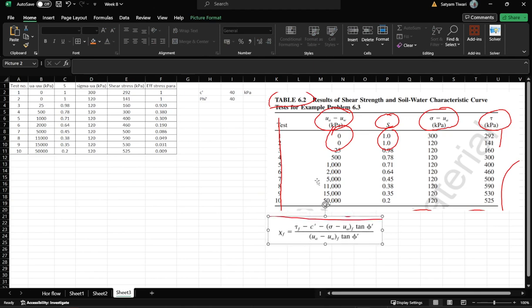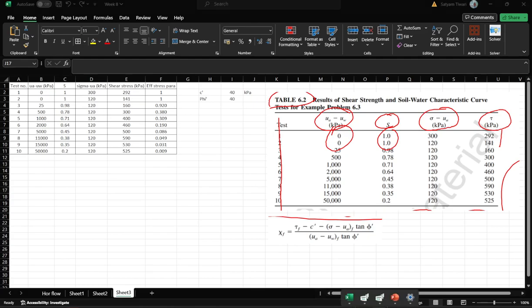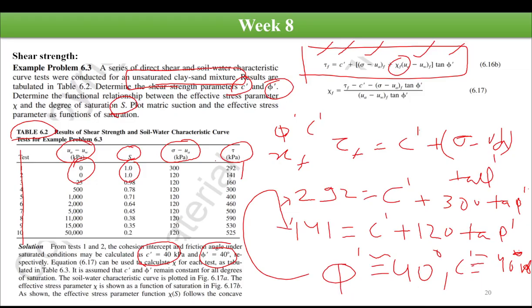Fine. So we use these two values to determine the c dash and phi dash. Then we use the formulation to determine the value of effective stress parameter. Now we move back to the question. It says determine the functional relationship between the effective stress parameter chi and the degree of saturation S. Okay, so to determine this we have to plot matric suction and effective stress parameters as a function of saturation. Okay, so there are multiple plots which we can do here.